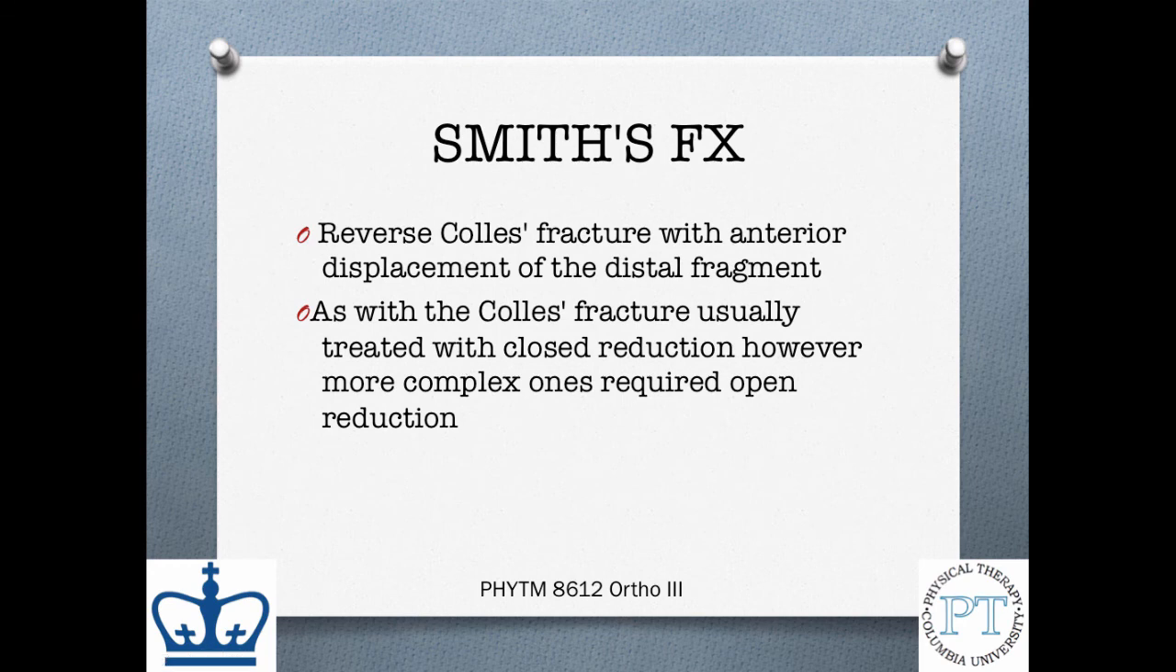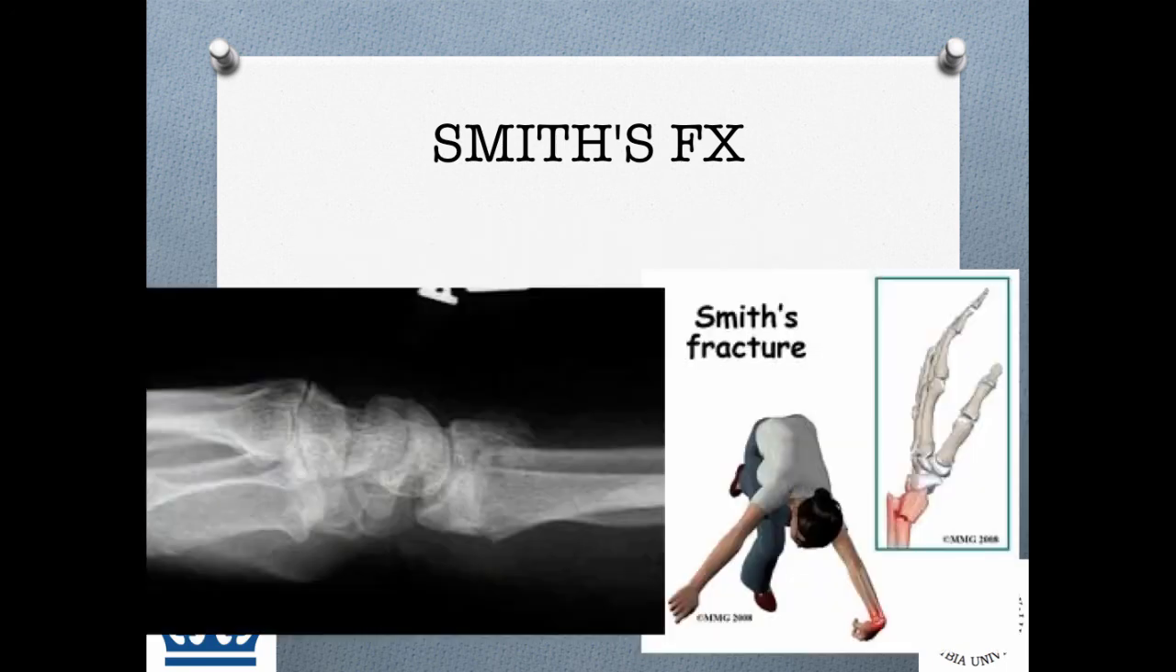A Smith's fracture is also a fracture of the distal radius, but this is also known as a reverse Colles because instead of a dorsal displacement, we have anterior displacement of that distal fragment. Both of these fractures are typically treated with a closed reduction, meaning that the piece is properly placed and then the person is placed in a cast or a hard splint, but in more complex cases they may require surgery.